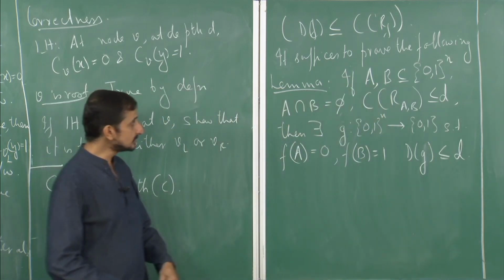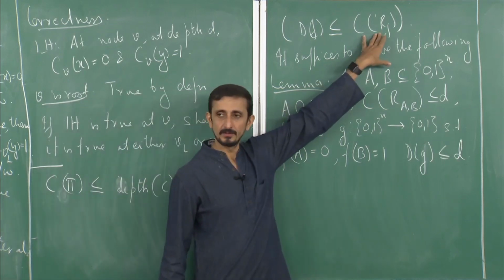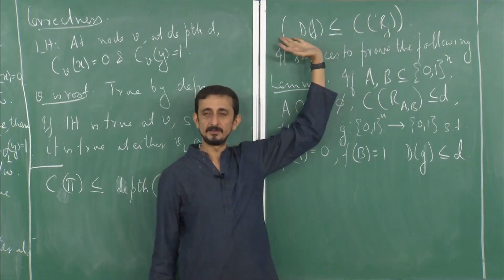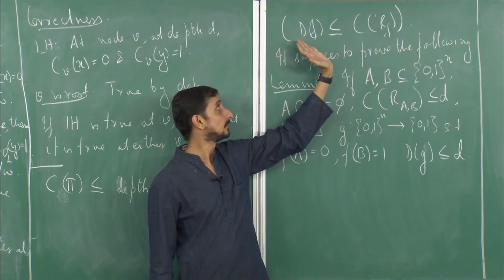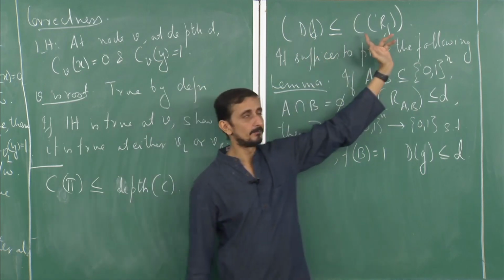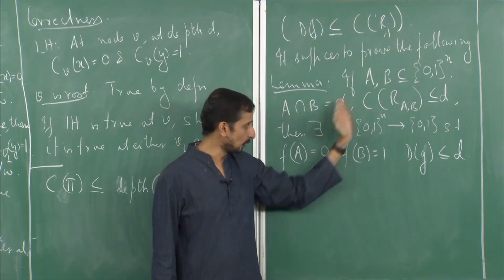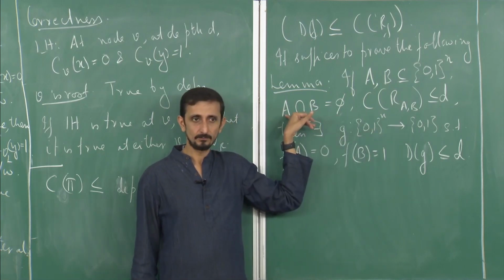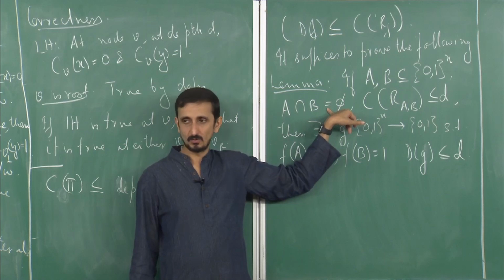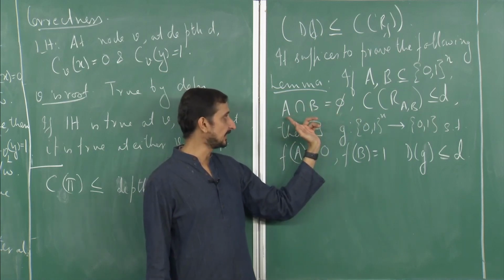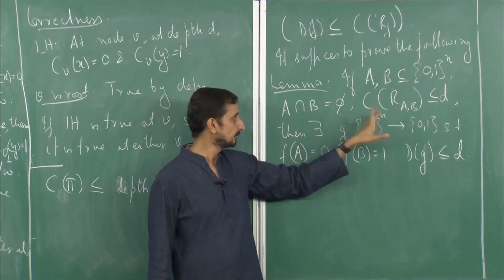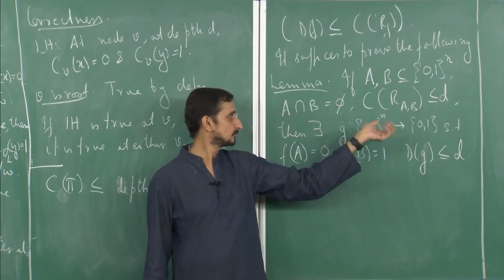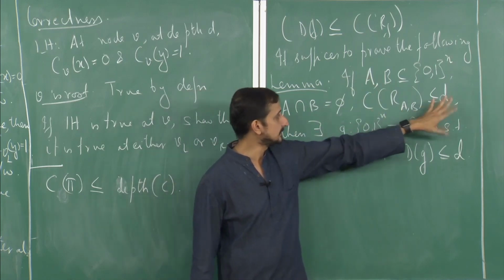Okay. So suppose I start with a function f, and I want to show that D of f is upper bounded by C of Rf. Now, if I want to apply this lemma, what I do is I set A to be F inverse 0, I set B to be F inverse 1, I get the hypothesis that A intersection B is empty, and I get that R of AB is the same as R of F. So therefore, CRF is at most d.